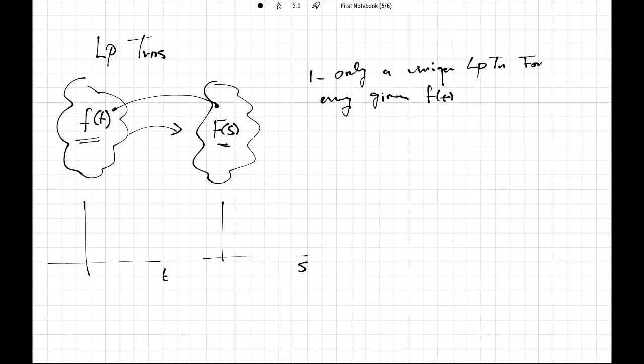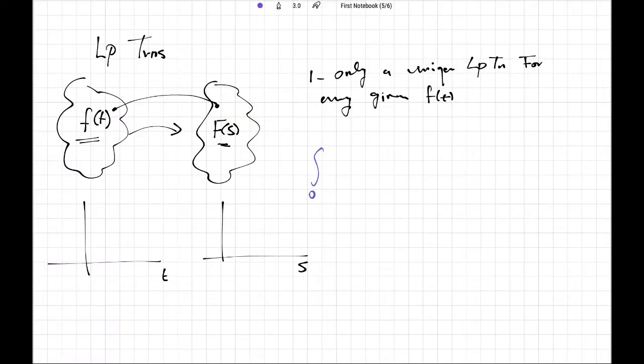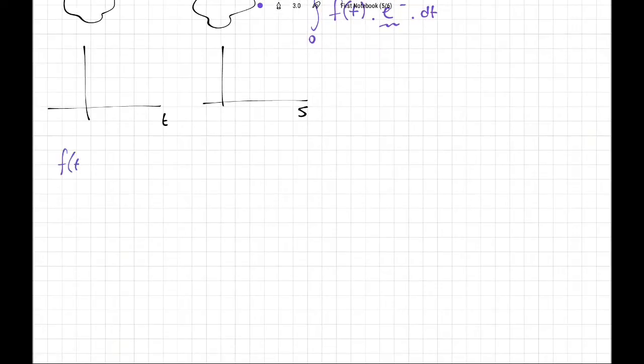Now, how can we do this transformation? The task is very easy. You have a relationship which is basically integration, because the Laplace transformation is a type of integral transformation. You will integrate the function after multiplying it with this factor, which is a function of t also. Now let's have some examples. Let's transform this function, which is just a constant, and then this function e to the minus alpha t.